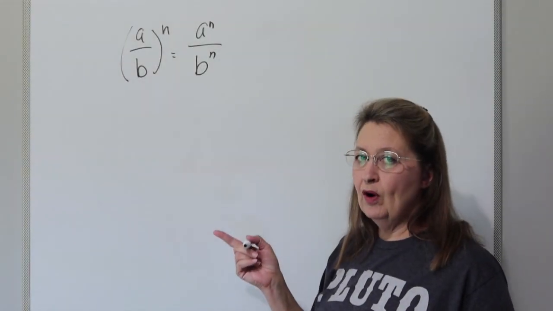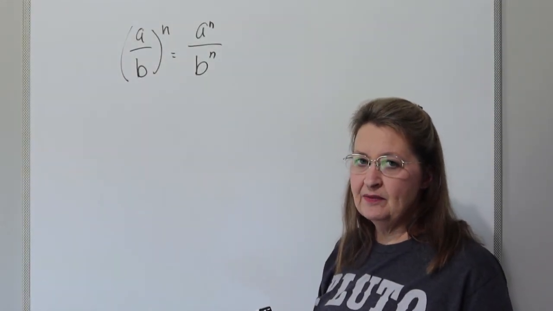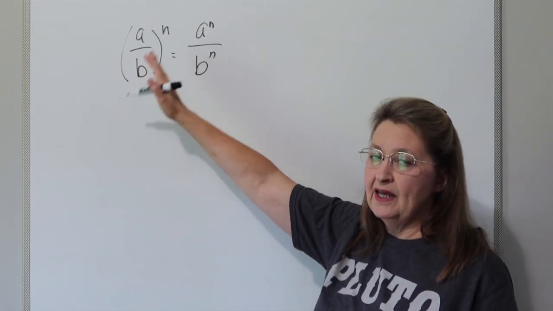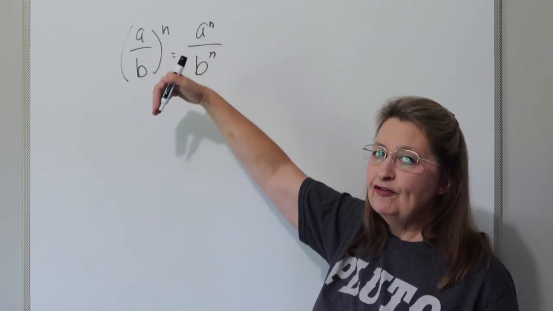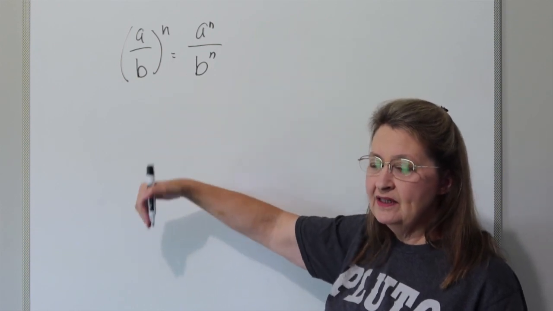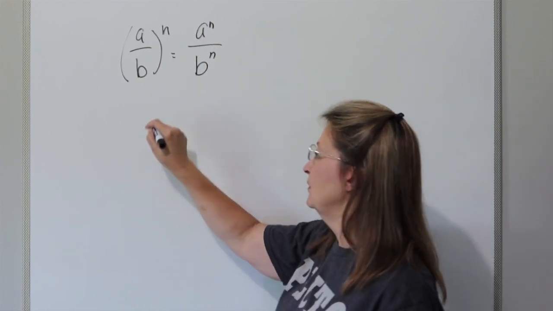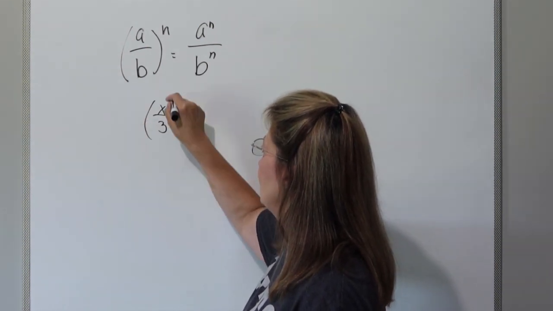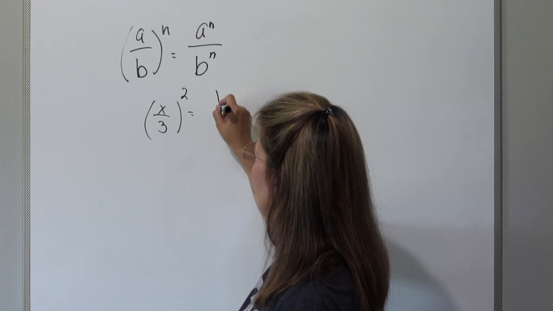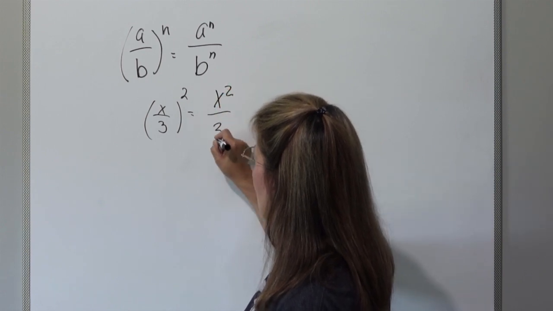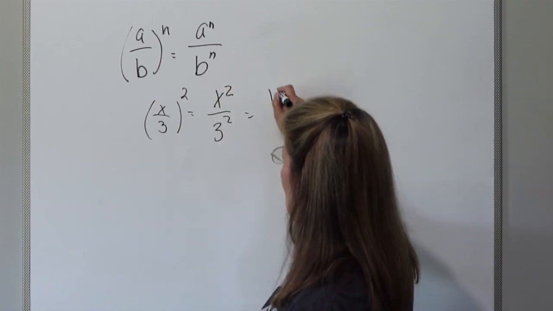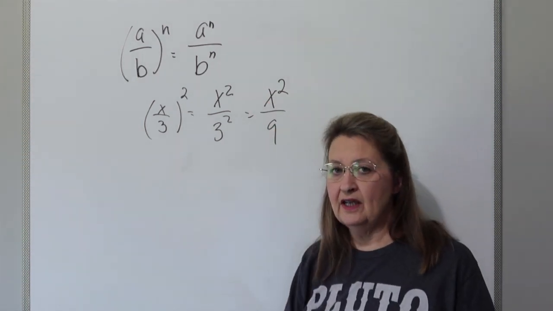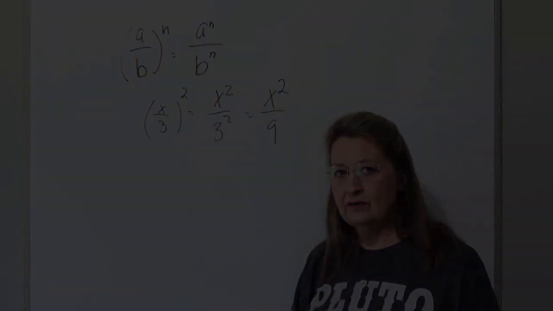This is your power of a quotient rule, and it's pretty much the same thing as power of a product. If you have a fraction inside parentheses and an exponent outside, everything in the parentheses gets one of those exponents. So, for example, if I have x over 3 squared, that's x squared over 3 squared, or x squared over 9. And I'm going to work some examples of all these in just a second. We're just going over the rules first.